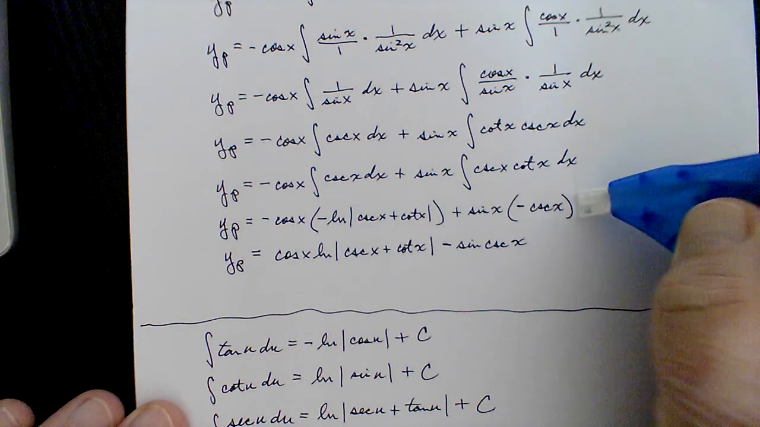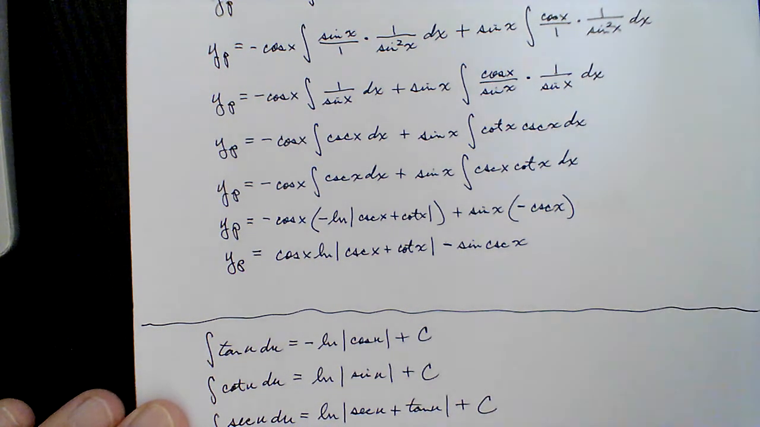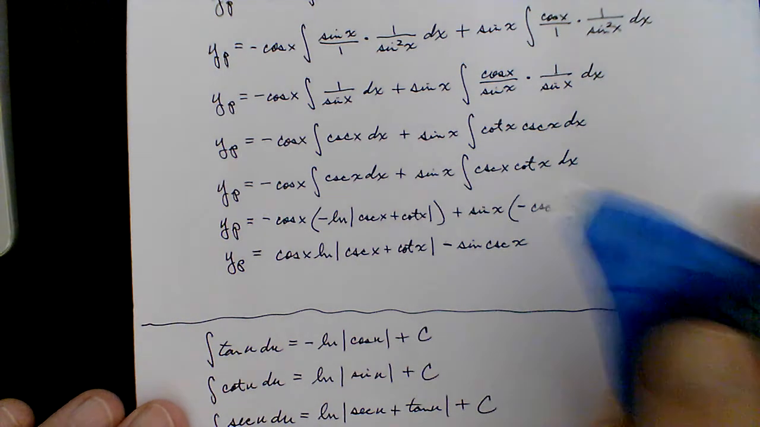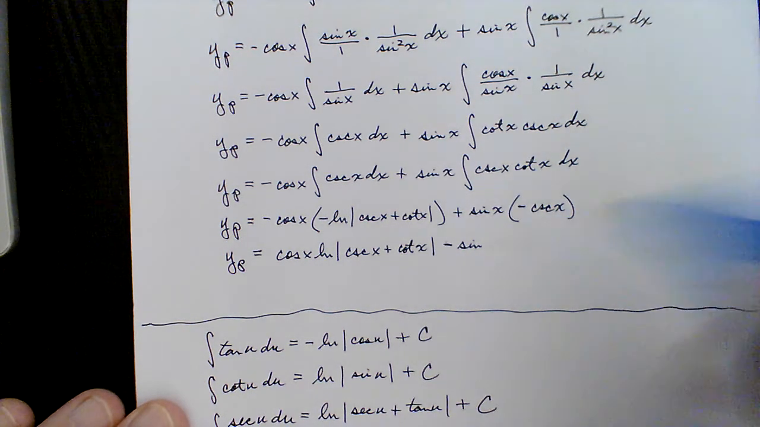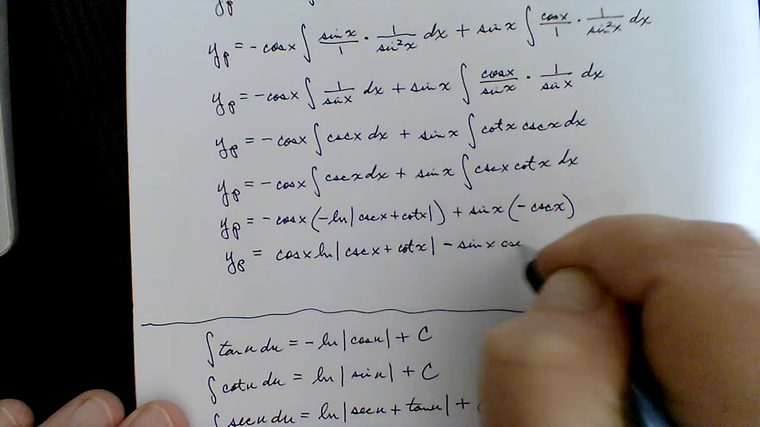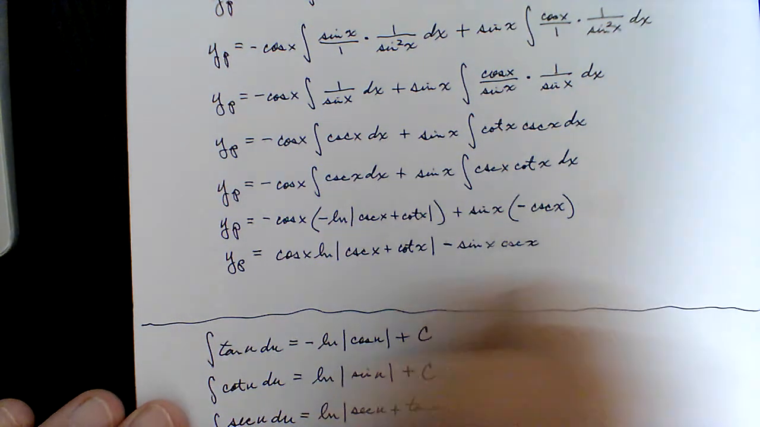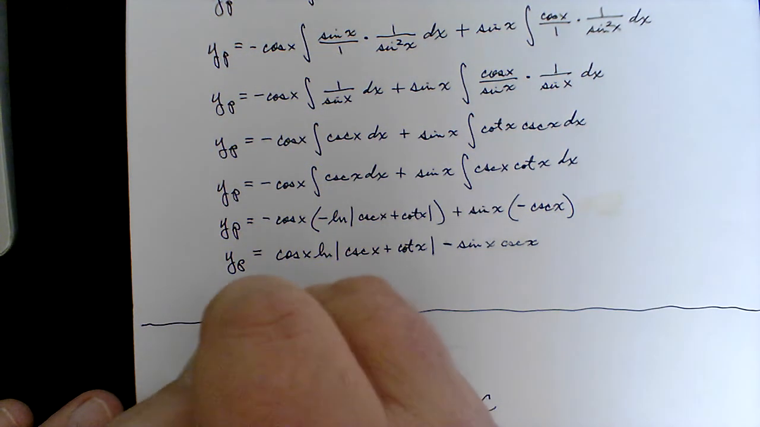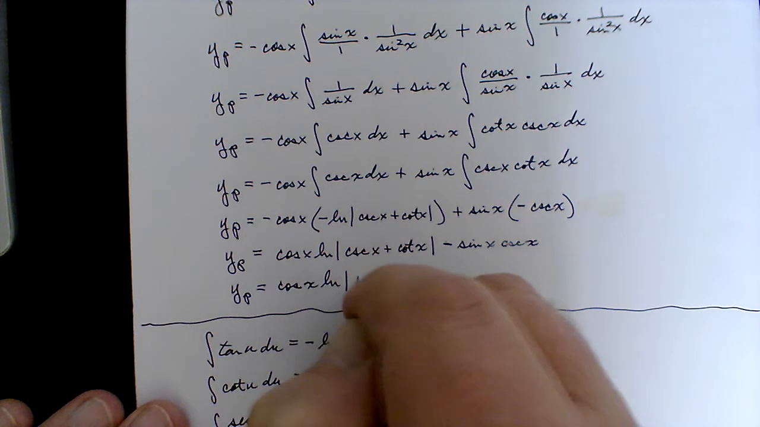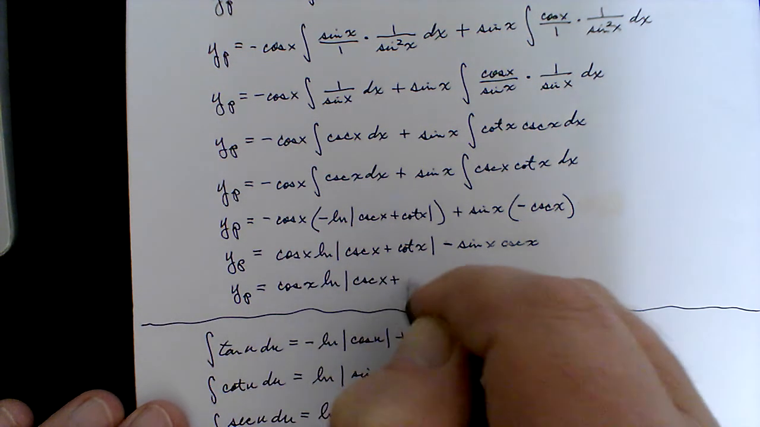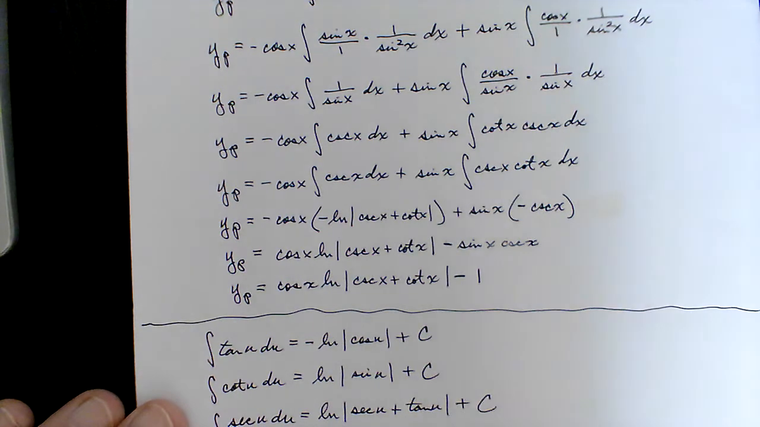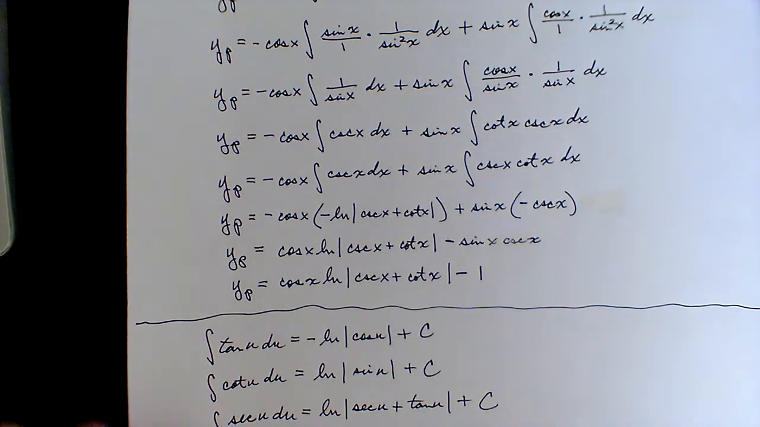There's no need for a constant because we're finding the function. But then you could actually go further here with this sine x cosecant x, because sine's the reciprocal of cosecant. So recopying the first term, that would give us minus 1 because they're reciprocals.